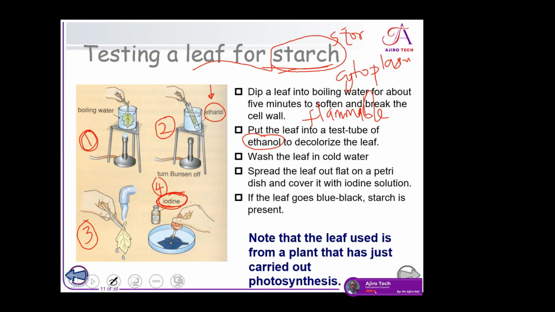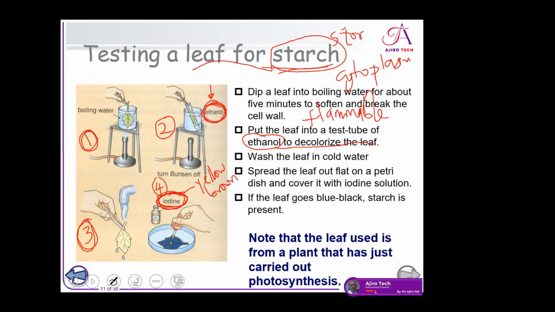And why do we put the leaf in ethanol? What is the importance of soaking the leaf in ethanol? To decolorize the leaf, to remove the green color of the leaf, to bleach off the chlorophyll in the leaf. Once you remove the chlorophyll, you need to rinse the leaf. That's what happens in stage number 3. You rinse the leaf to wash off the ethanol so that the ethanol does not react with the iodine while you test the leaf for starch. Iodine originally has a yellow brown color, right? Yes.